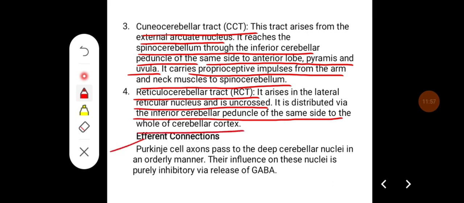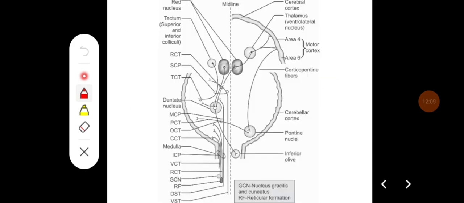If you see the efferent connections, Purkinje cell axons pass to the deep cerebellar nuclei in an orderly manner. Their influence on these nuclei is purely inhibitory via the release of GABA.